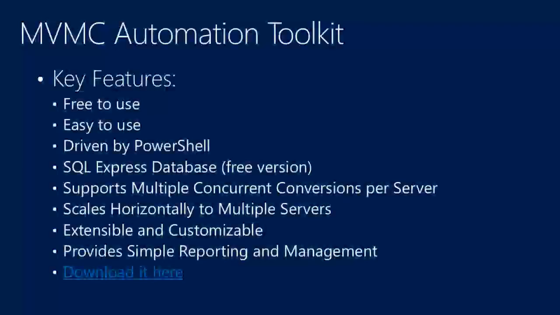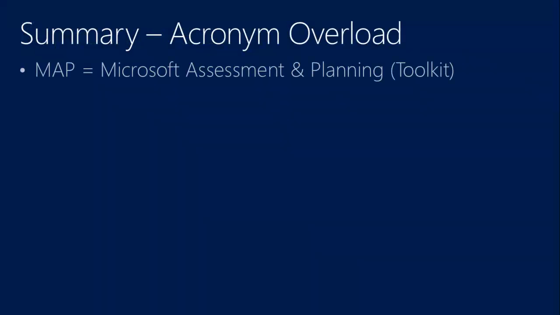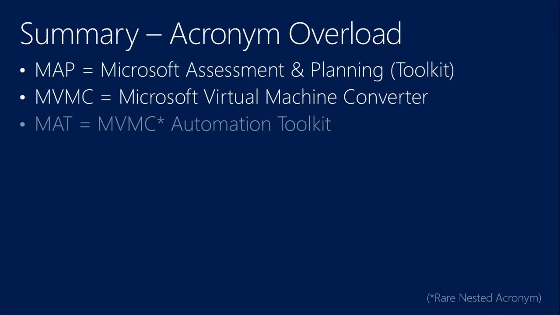So, to wrap up now properly with the summary. What have we talked about? Well, we've gone nuts on acronyms. MAP, Microsoft Assessment and Planning Toolkit. MVMC, the converter that we provide, the Microsoft Virtual Machine Converter. The MAT, the MVMC Automation Toolkit, which is actually a very rare nested acronym within an acronym. So yeah, you don't see that too often, but we've nailed it.